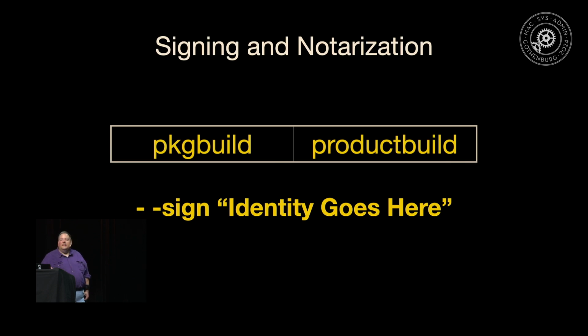So when using the command line tools, both package build and product build will have a sign option, which can be used with a signing identity stored in a keychain. So let's take a look at how this works using package build.